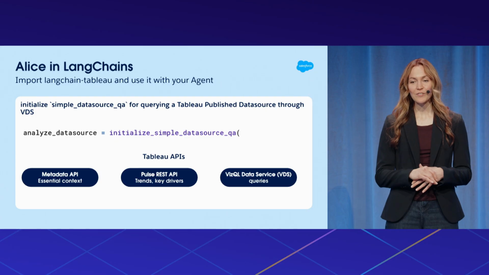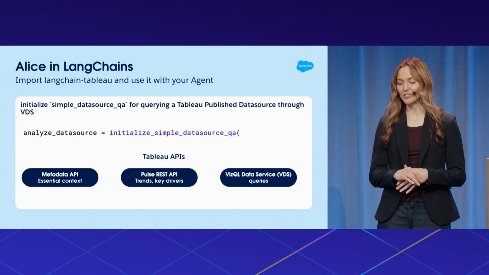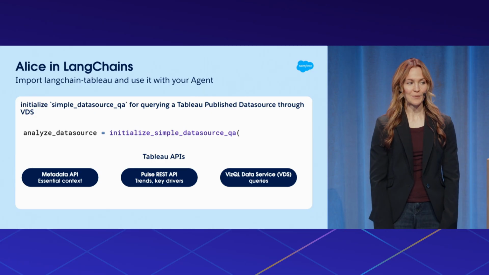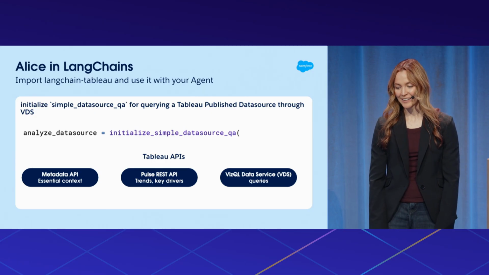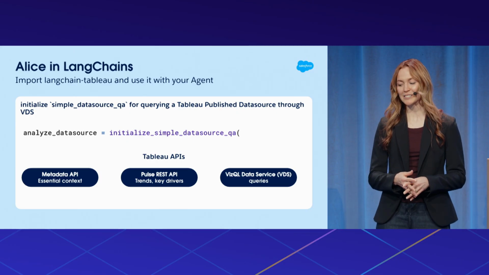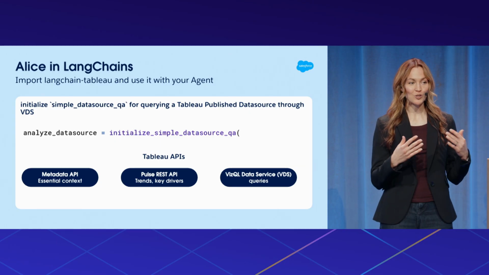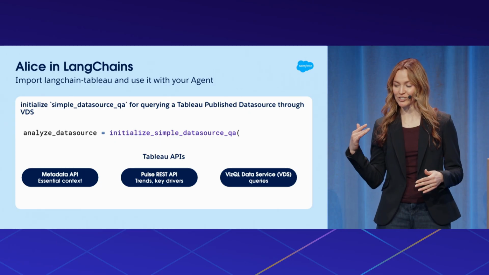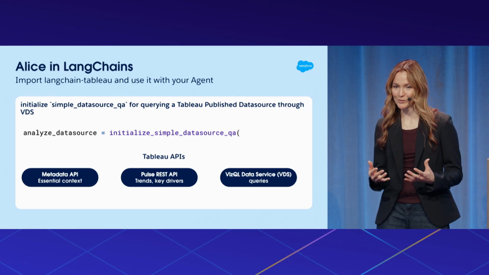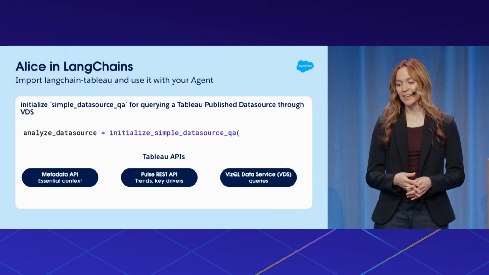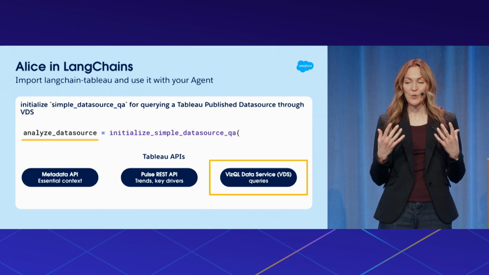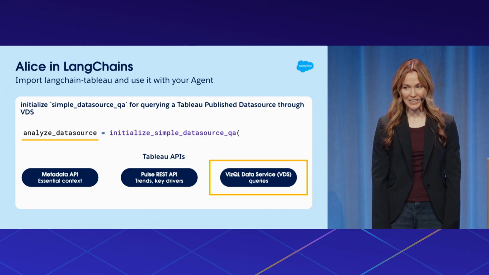All right, so we've got 3 main tools that our agent can use. We're using these APIs from Tableau. The metadata API gives us information about our data, so context about our data sources. The Pulse API gives us information about trends from our Pulse metrics and how they change. And the VizQL Data Service, or VDS, helps us actually query our data sources and ask questions about our data. And because we want to query our data, that means we want that VDS.